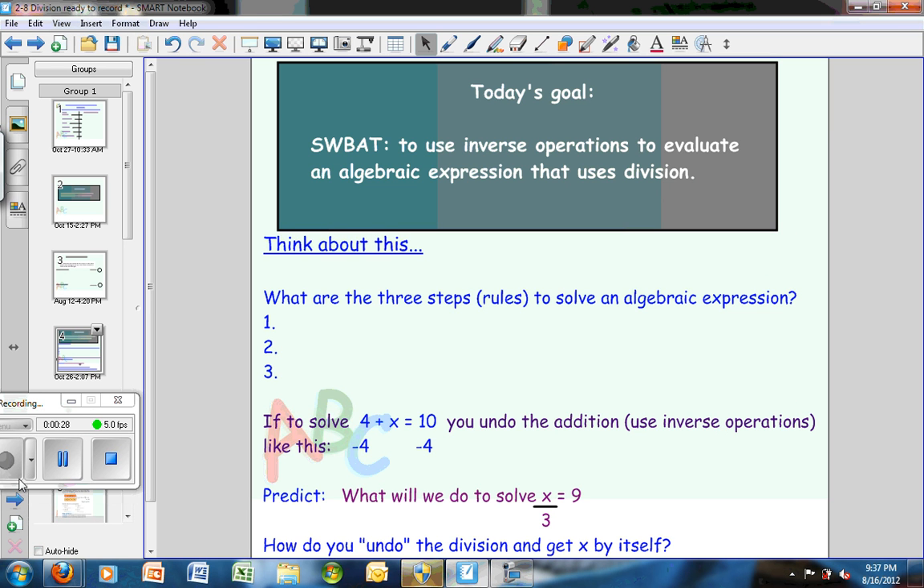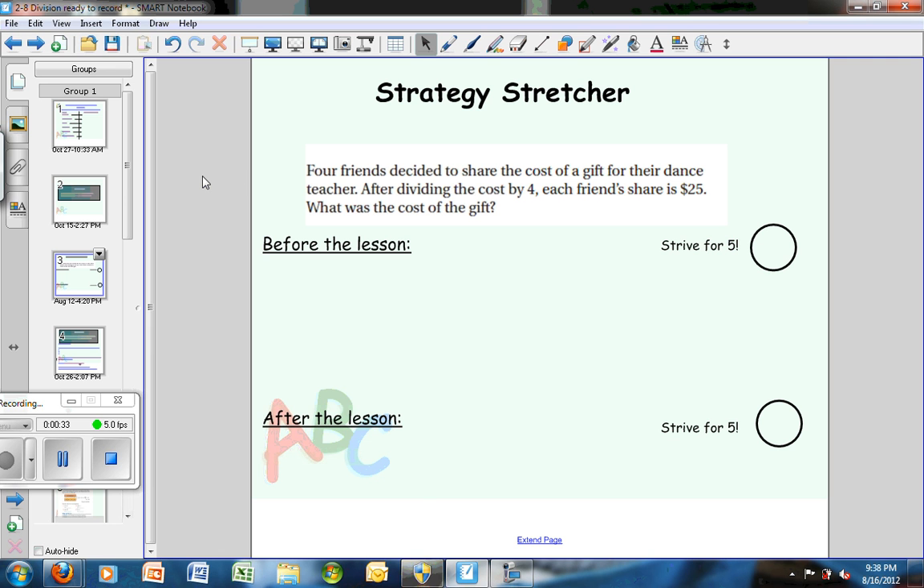All right, so here's your strategy stretcher for today. Again, give this a try before the lesson and see what you can do. Strive for 5, get as close as you can, and then you're going to give it another try. After the lesson, you'll add to what you did before the lesson and see if you can get closer to 5.